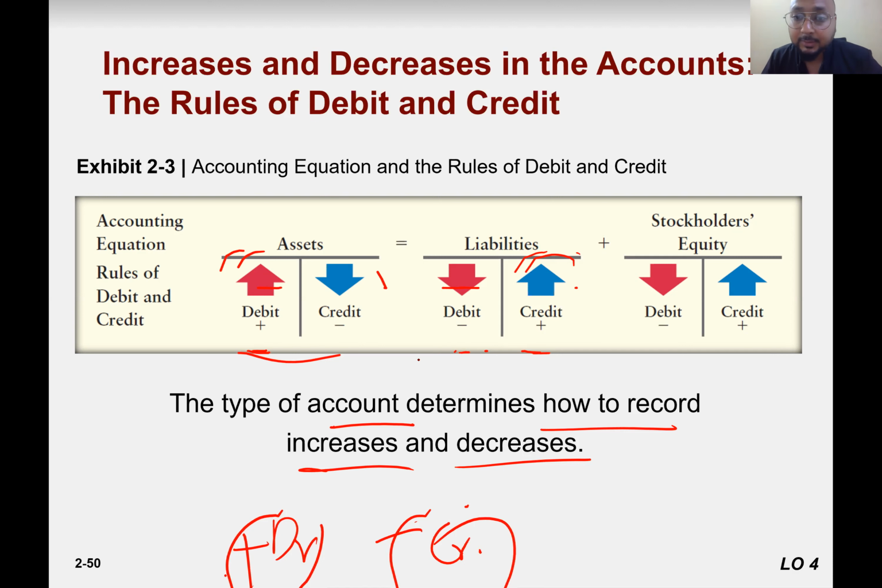So the logic is, you consider it under the main head. Is it asset, is it liability, or is it owner equity, right? So asset increase, debit; asset decrease, credit. Liability and owner equity increases, credit. Liability or owner equity decreases, debit.